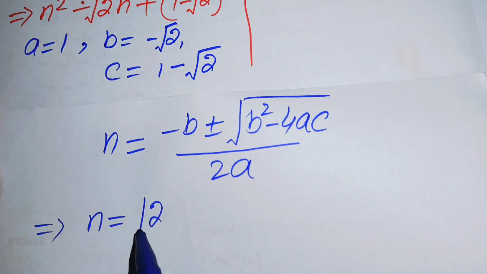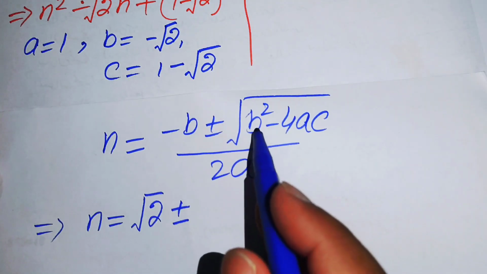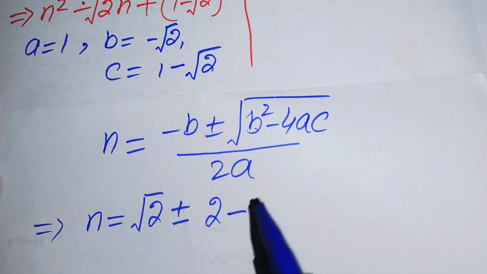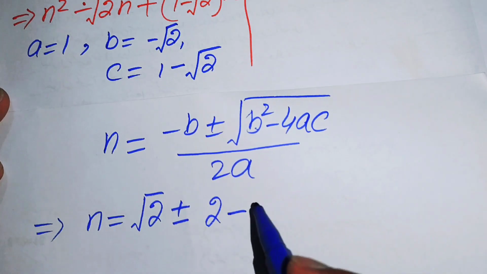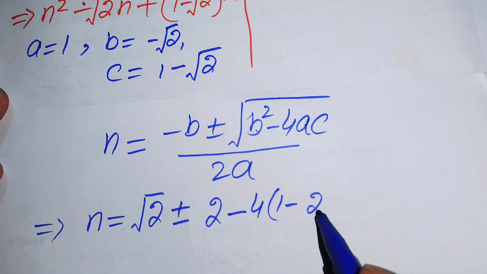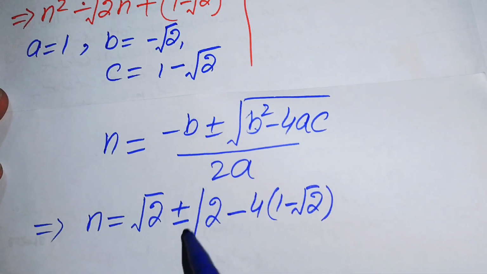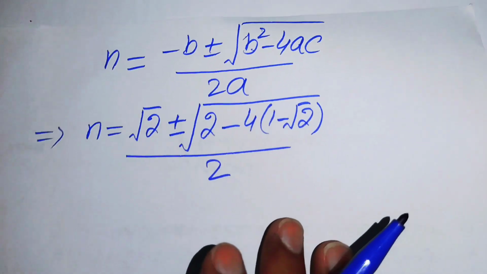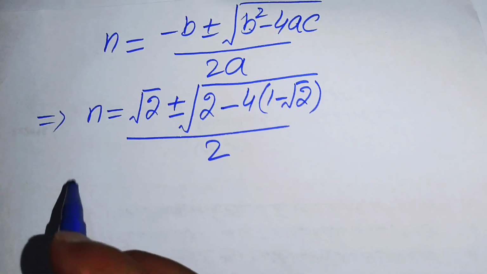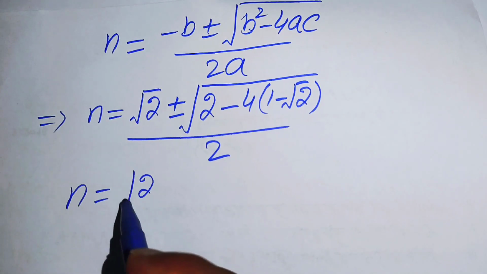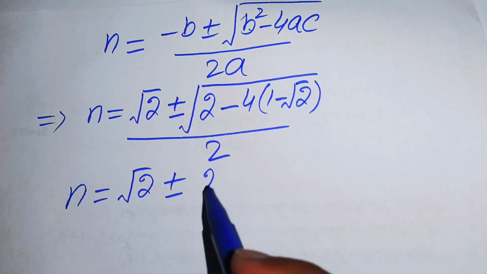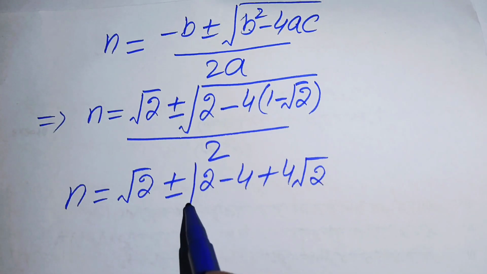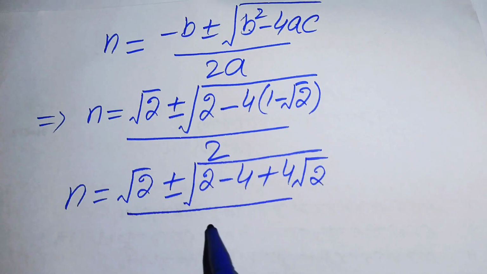So when you put it here, you get square root of 2, and plus minus here you have b squared, and minus square root of 2 squared is equal to 2, and minus 4 times ac. The value of a is 1, and the value of c is 1 minus square root of 2, and its whole square root over 2 times 1, which is equal to 2. So here you get n is equal to square root of 2 plus minus, here you have 2 minus 4 plus 4 times square root of 2, and its whole square root, and whole over 2.